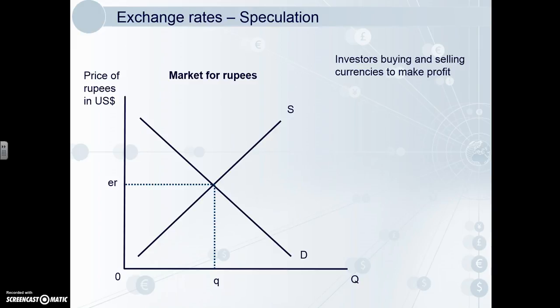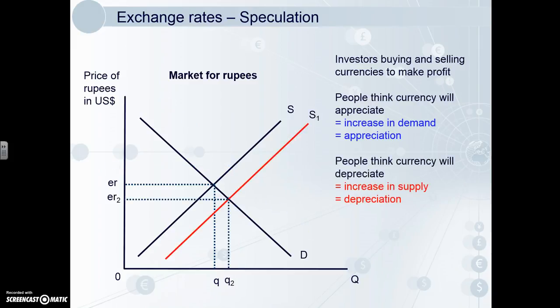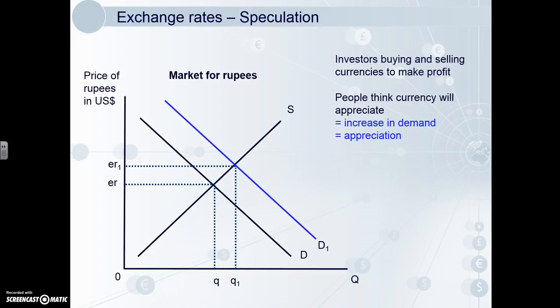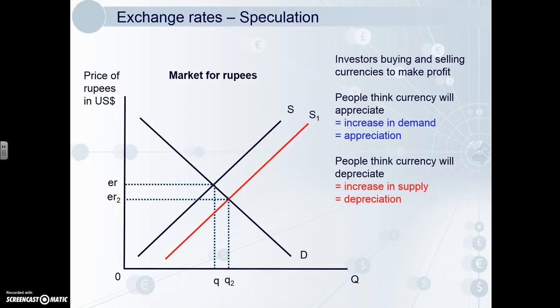Back to India. If speculators think that the rupee will appreciate, they'll buy now and hope to sell it later at a profit. Makes sense? If they think that the rupee will depreciate, they will sell now, increasing supply, and then hope to buy it back later at the cheaper price. You can see that a belief that the currency will change can actually be a self-fulfilling prophecy.